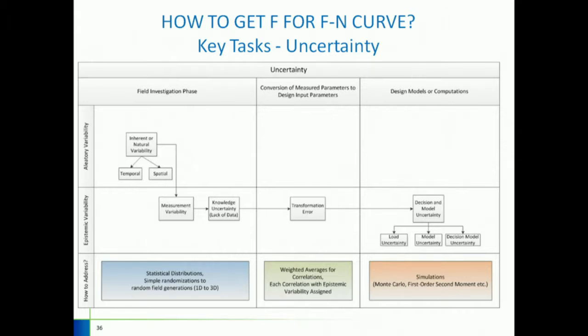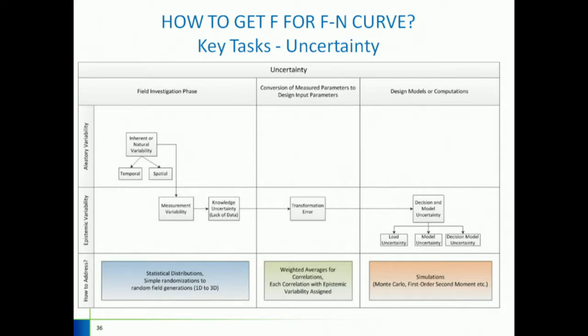So if you measure at point A versus point B, there will be variability. They're not going to be the exact same value. In addition, whatever test method you're using in the field will introduce variability. If you use method A versus method B, you're going to measure different values. They're not going to be exactly the same. That's all uncertainty, and that's associated with the field investigation phase.